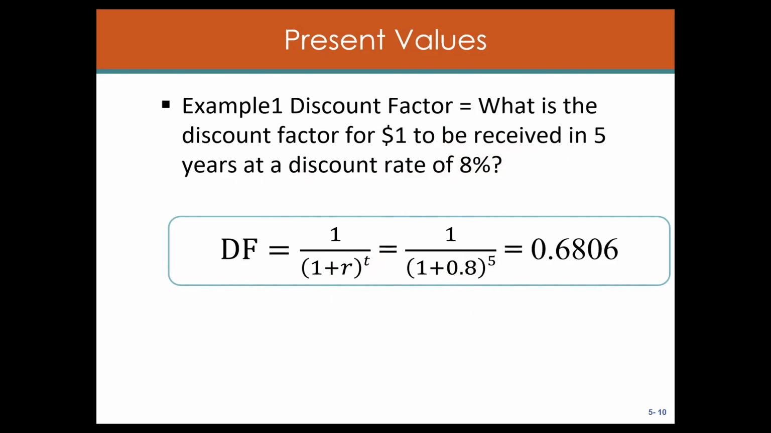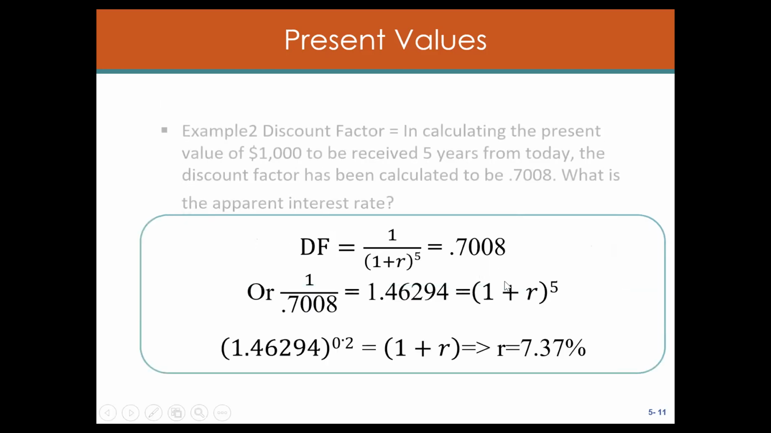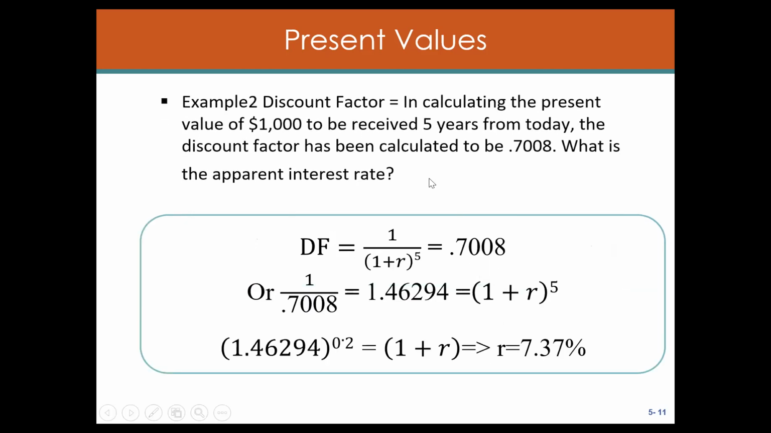So in other words, it simply means that if you get $1 after 5 years and the average interest rate was 8%, then today it is worth only 68 cents. This is what it means. Okay. So we move on to another example here.